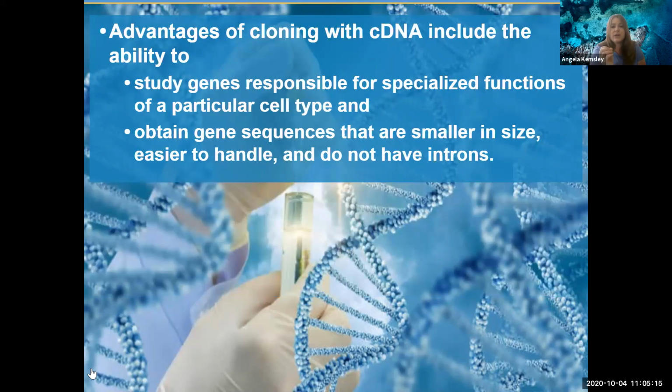So the advantages of cloning with cDNA, that complementary DNA, include the ability to study genes responsible for specialized functions of a particular cell type, and obtaining gene sequences that are smaller in size, easier to handle, and do not have introns. Because if you think back several lectures, we talked about how we cut out those introns, those non-coding pieces of DNA, before they leave the nucleus. And so it's easier for us to look at smaller pieces of DNA that already have the introns cut out. And that's what we're able to do when we use this cDNA.